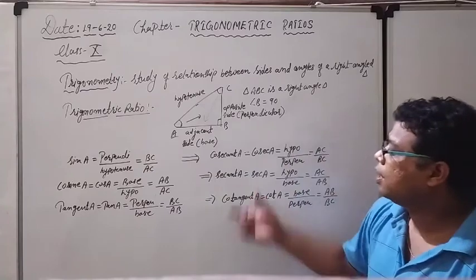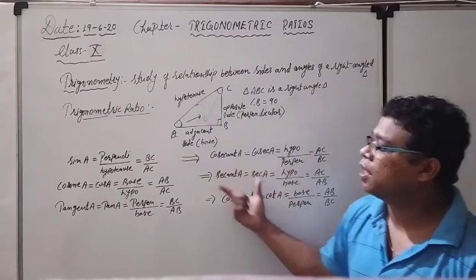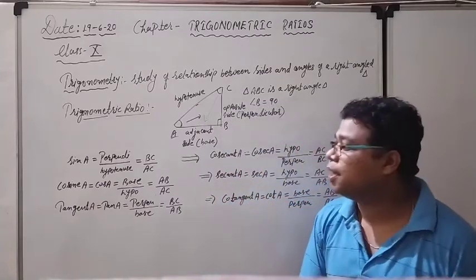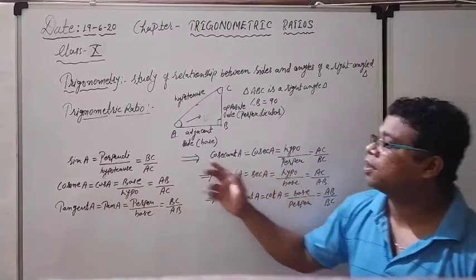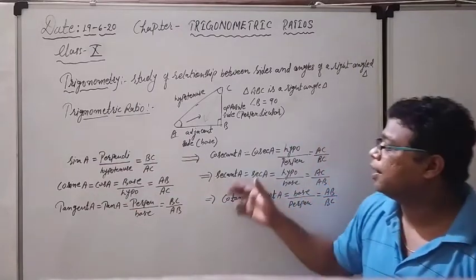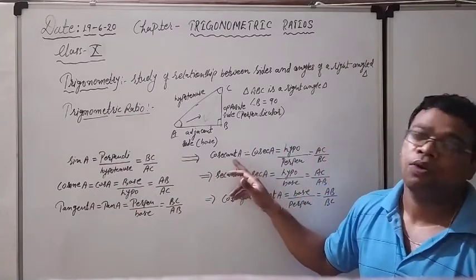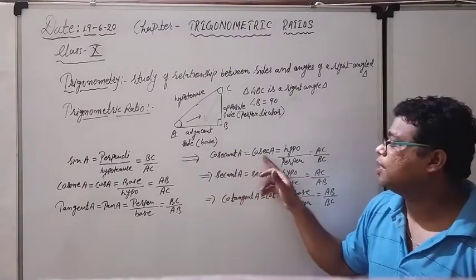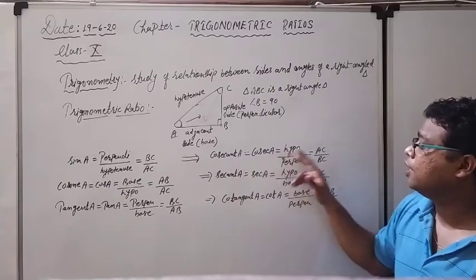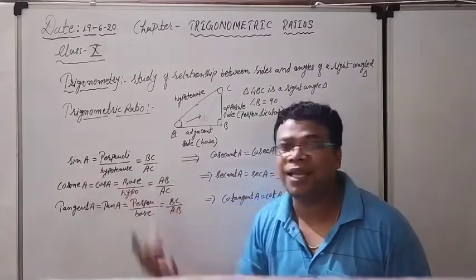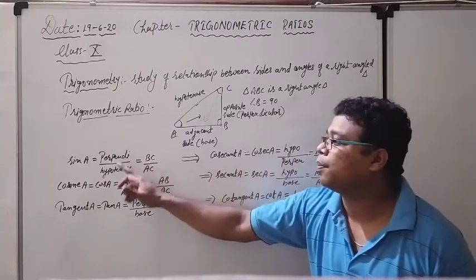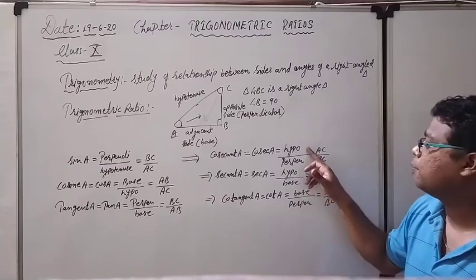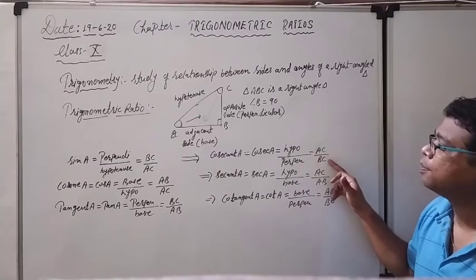What I mean to say is that the remaining 3 trigonometric ratios work just opposite to sine, cosine and tangent. For example, the opposite ratio of sine A is cosecant A. In short form it is known as cosec. So cosec A is just the opposite ratio of sine A. Here I have written perpendicular upon hypotenuse, so here I have to write hypotenuse upon perpendicular, which is AC upon BC.